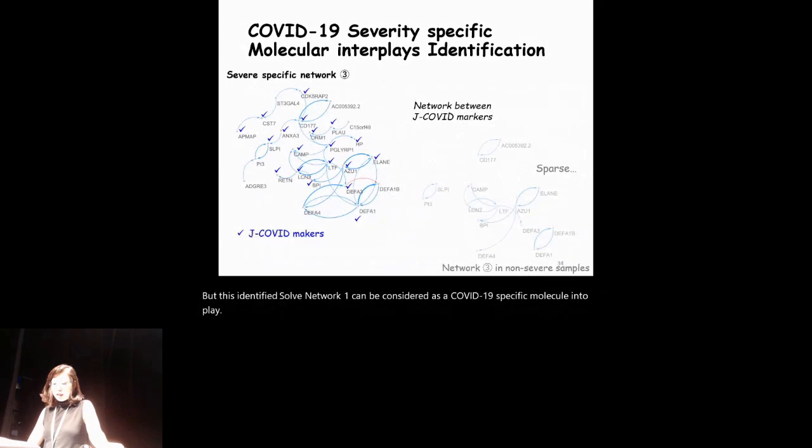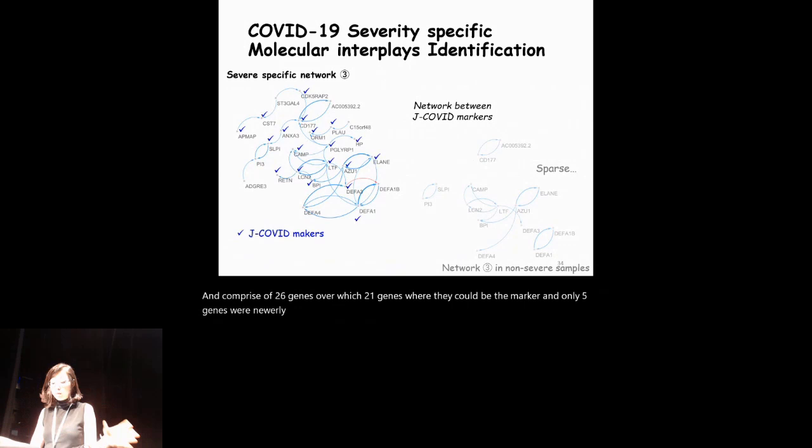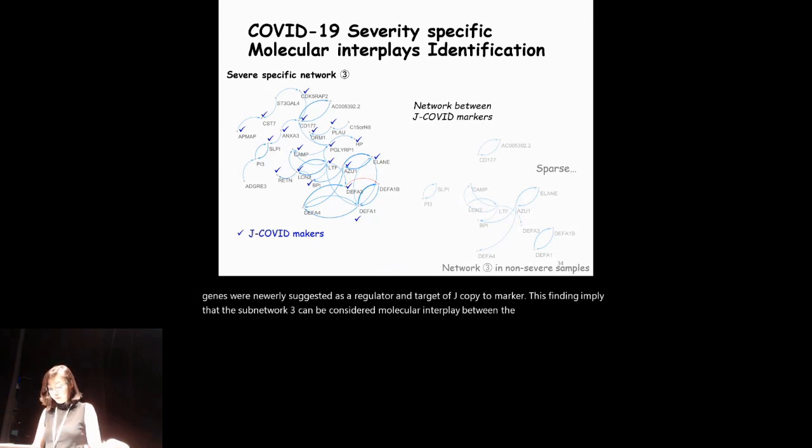Subnetwork 3 comprised 26 genes, of which 21 genes were J-COVID markers. Only 5 genes were newly suggested as a regulator and target of J-COVID markers. This finding implies that subnetwork 3 can be considered a molecular interplay between the J-COVID markers.